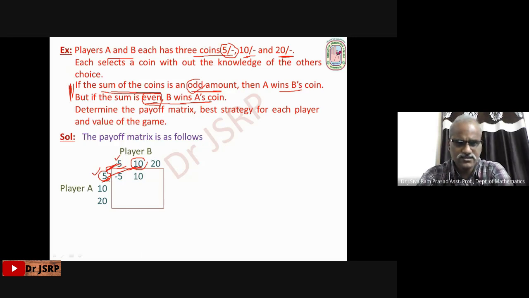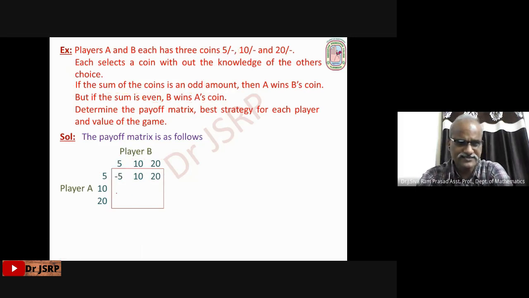Next, suppose A selects 5 rupees coin, B selects 20 rupees coin. So the sum of these two is 5 plus 20, 25. So 25 is an odd amount. In that case, A wins B's coin. Here B's coin is 20. So A wins 20. That means the payoff is 20.